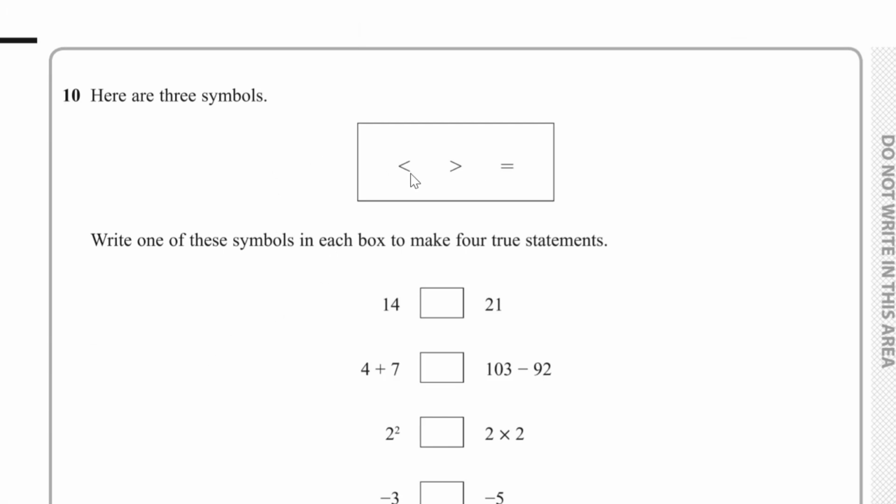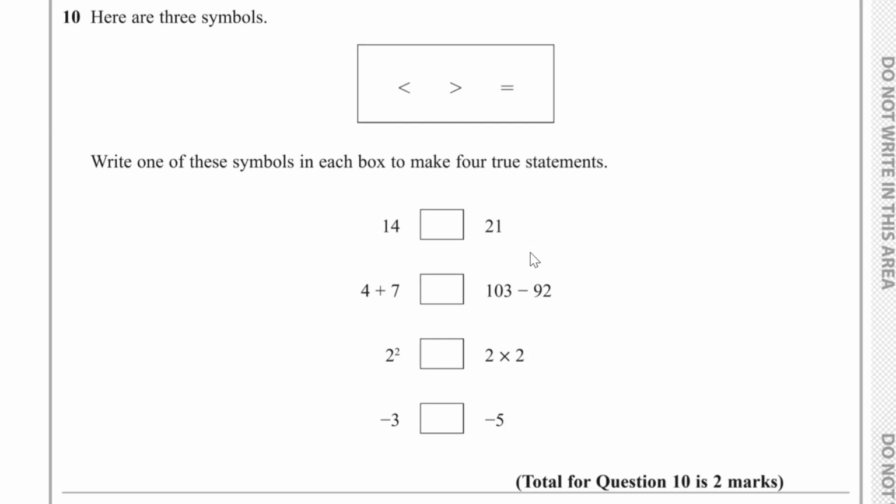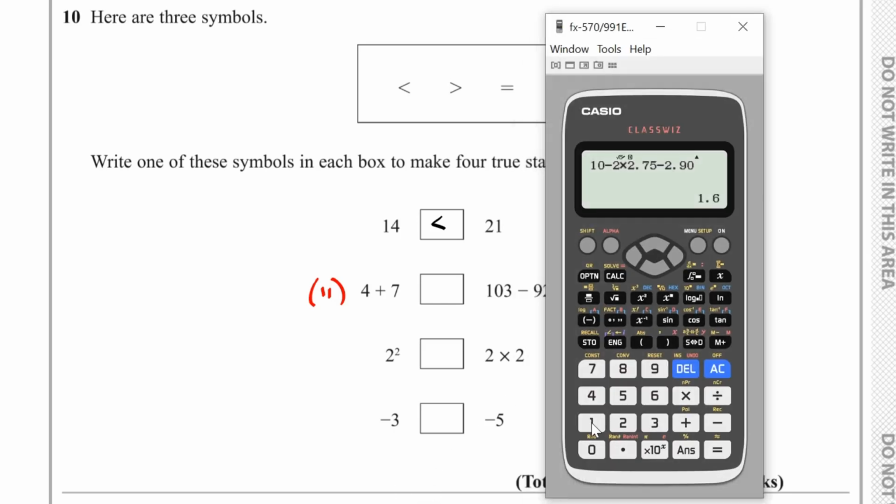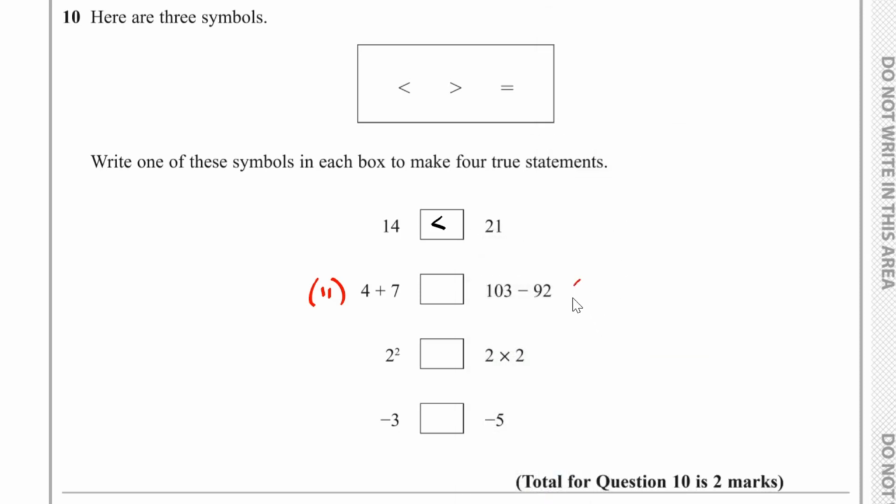Question number 10. We've got 3 symbols here: less than, greater than, and equals, and we have to write one of these symbols in each box to make the 4 statements true. Well, 14 and 21, well, 14 is less than 21. Here we've got 4 plus 7, that's 11, let's just add this here. And here 103 take away 92, if I work this out, that's 11. Of course, here we have equals.